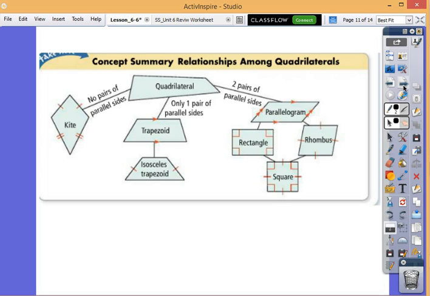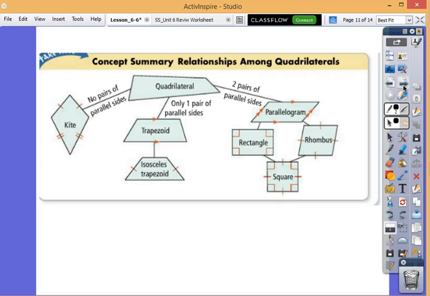If you have no pairs of parallel sides, but you have congruent sides, that's a kite. If you have one pair of parallel sides, that's a trapezoid. If you have two pairs of parallel sides, that's a parallelogram. If you're a parallelogram, then you can be a rectangle, rhombus, or square. If you're a trapezoid, you can be an isosceles trapezoid.